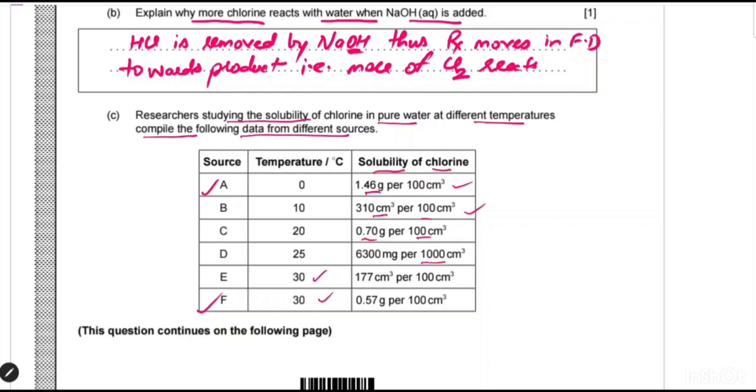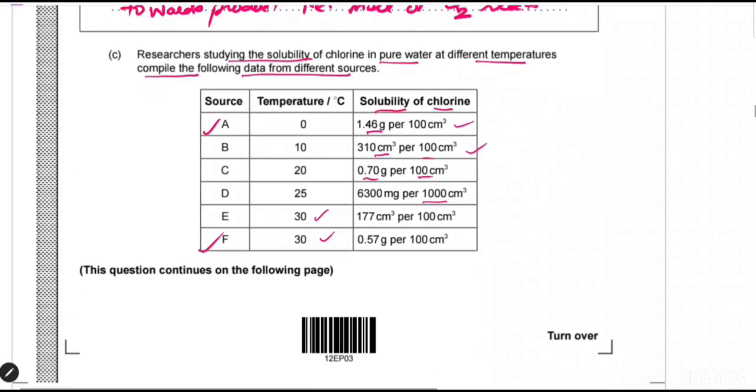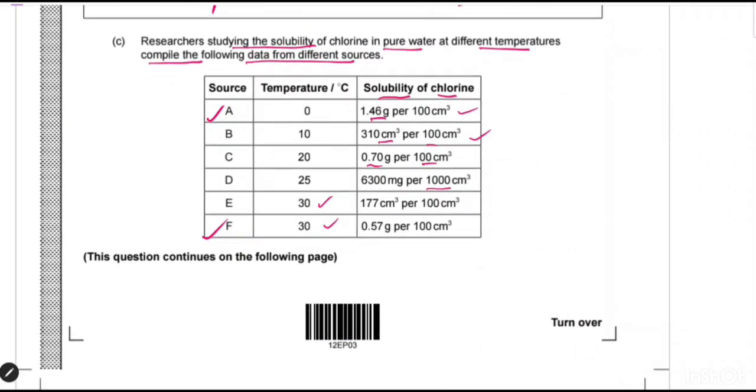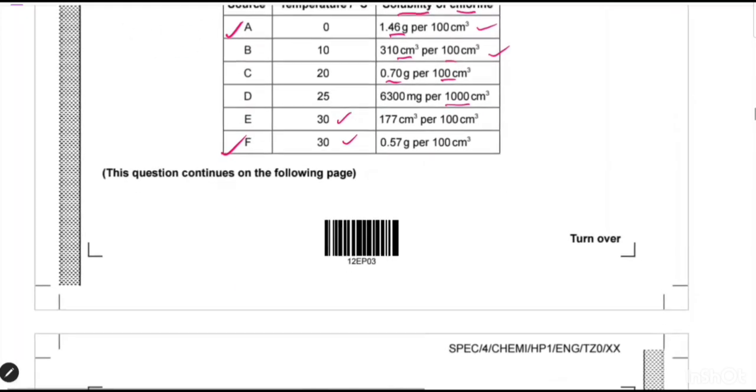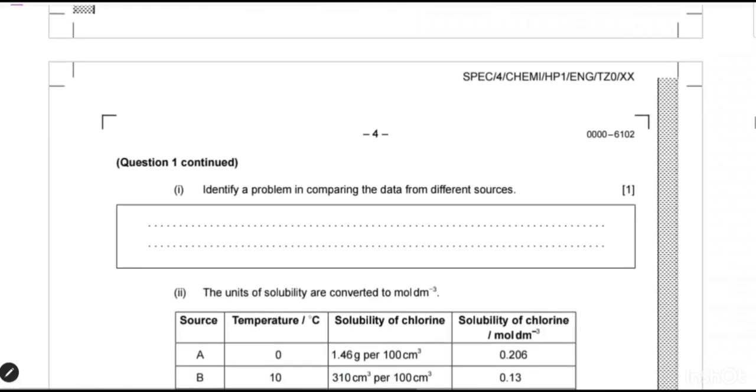600 milligram per 1000 centimeter cube, and so on. So what I see from this data is the data has been collected from different sources in terms of different units. Now my question is, identify the problem in comparing the data from different sources. Now when we are comparing the data, what is the essentiality of comparison? There should be a fair test.